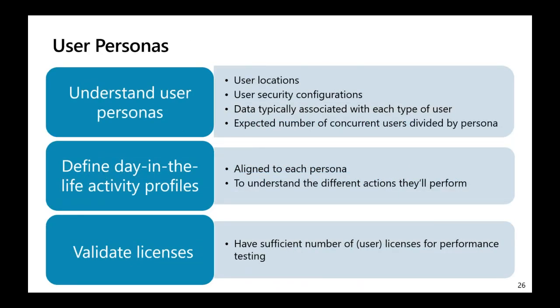User personas. For a successful performance test, project teams should have a good understanding of the different user personas, and this includes user locations, user security configurations, data typically associated with each type of user, and the expected number of concurrent users divided by persona. It's important to define day-in-the-life activity profiles aligned to each persona. Customers should also have a sufficient number of user licenses to be able to realistically model the behavior during performance testing, so take this into account.